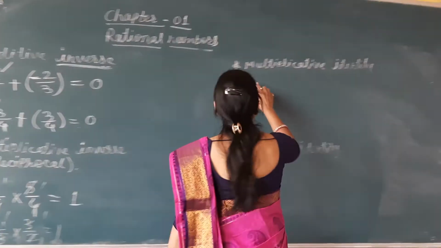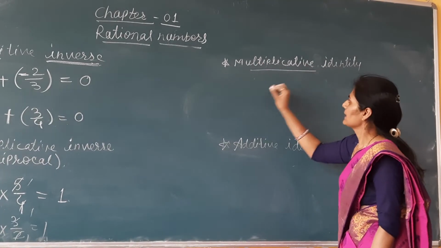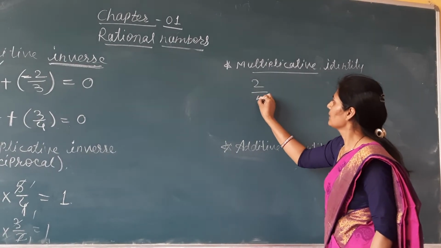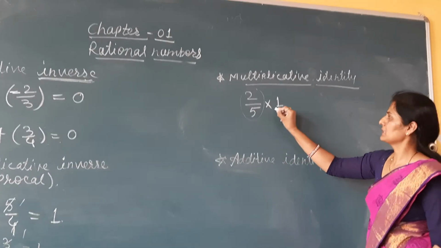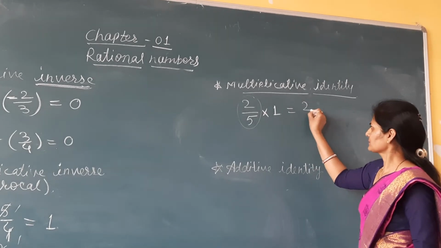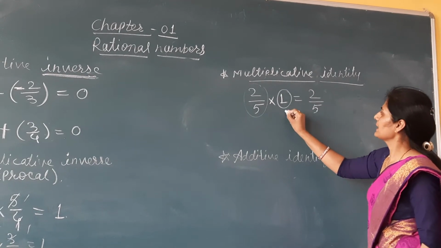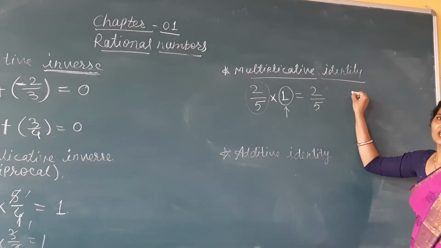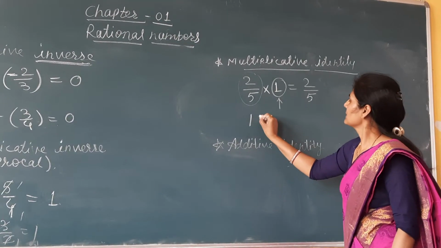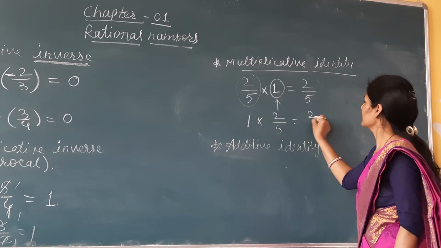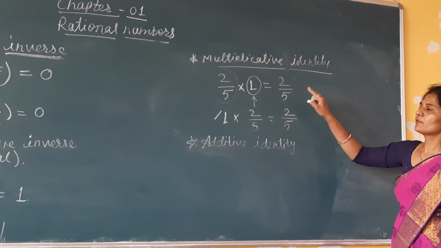Now multiplicative identity. What is multiplicative identity? Suppose you have the rational number 2 upon 5. We multiply this by 1. Then you will get 2 upon 5. That means 1 is the multiplicative identity of rational numbers. Or 1 multiplied by 2 upon 5, we will get again 2 upon 5. Again 1 is the multiplicative identity of rational numbers.